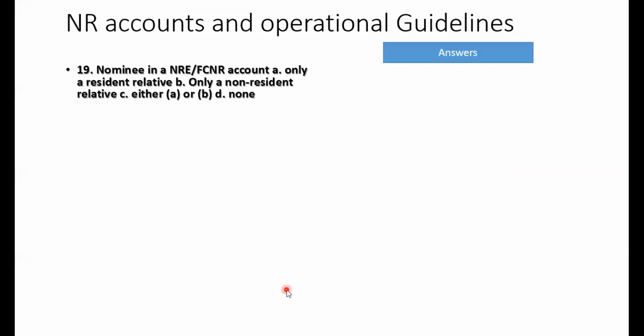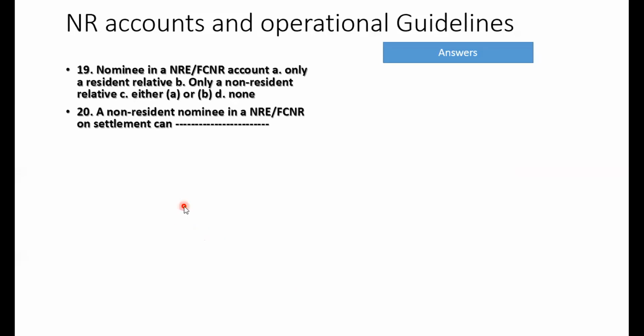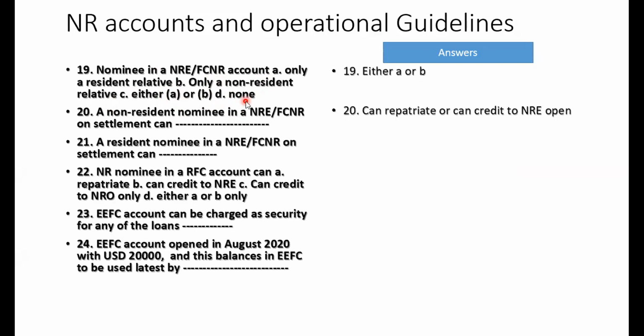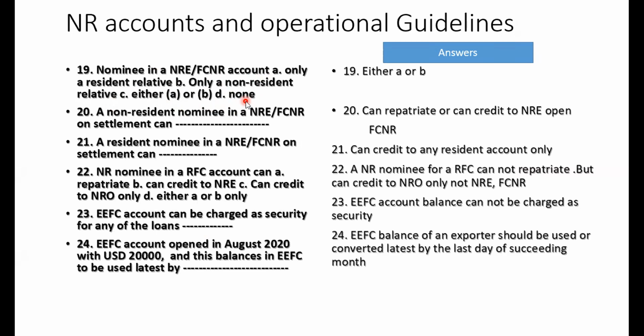Okay, friends. Now, NR accounts. I think 18 questions are over. Because you have got limited time, it's a quick revision. NR account, I think all of you are familiar, but anyhow, the nominee in the NRE, FCNR account: only a resident, relative, non-resident relative, either A or B, D none. The answer is anybody can be a nominee. Okay, nominee means, yes, one by one we will go.